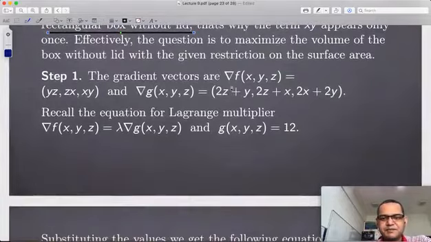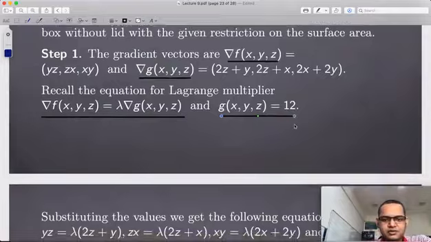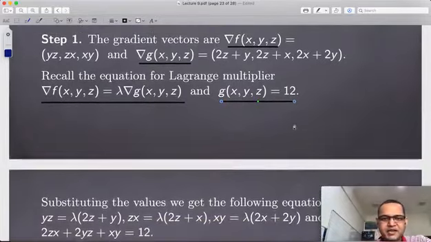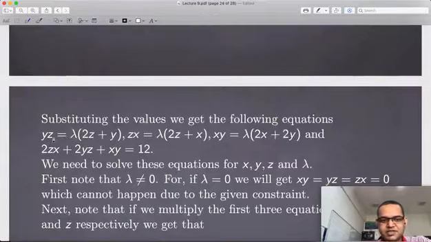So we just compute the 2 gradients and put them in this equation. The other equation is given by the constraint. So you do it. I may make a mistake in these examples, so please be careful. What I get are these 4 equations, 1, 2, 3 and then the 4th one. Now you see that here the equations are not linear, so you have to be a little more careful than usual.